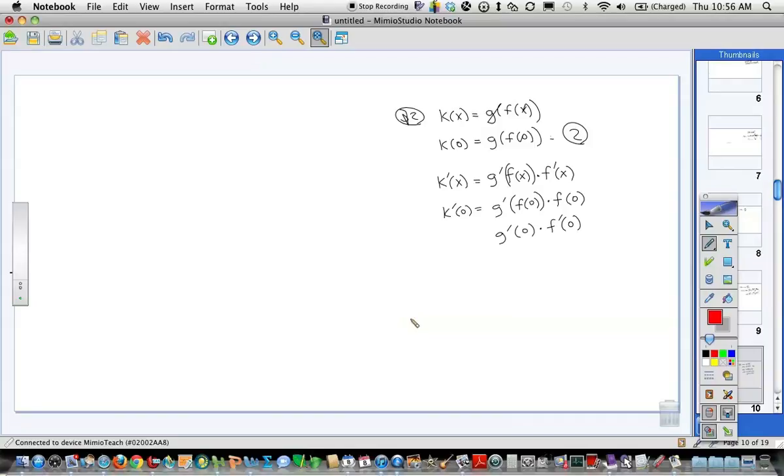What's G prime of 0? Negative. So we're estimating. Notice the direction said estimate. We're looking at the tangent line on the graph now. Looks like it's steeper than -1. Maybe -2. So G prime of 0 is about -2. What about F prime of 0? 0. Oh, I should have done that one first. Oh well, I wouldn't have had to do the other one. But anyway, so we get 0 for that answer.